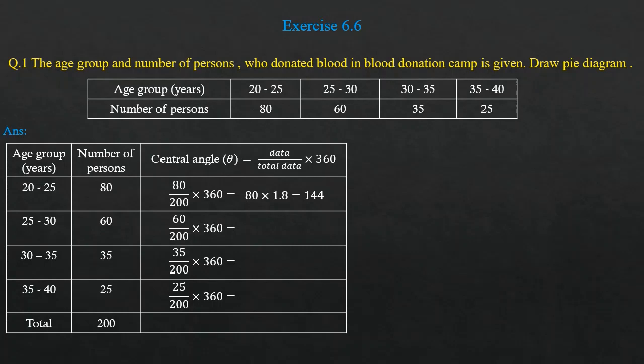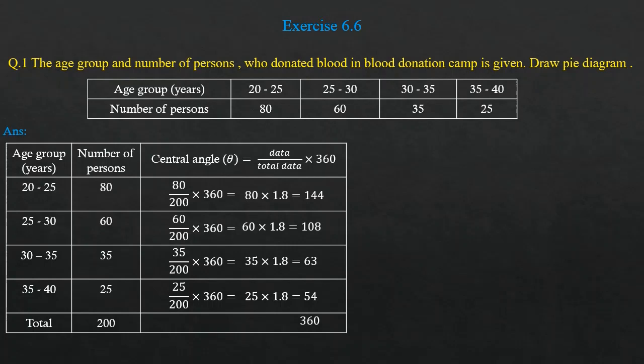Now you do not have to do the cancellation calculation again and again, because we know 360 and 200 will cancel, giving 1.8. Multiply with the second data, which is 60 into 1.8, gives you 108. Third is 35 multiplied by 1.8 gives you 63. 25 multiplied by 1.8 gives you 54. And for verification, find the total of all the angles, and it has to be 360. Here we are not writing 360 degree because in calculation we will not write the unit.